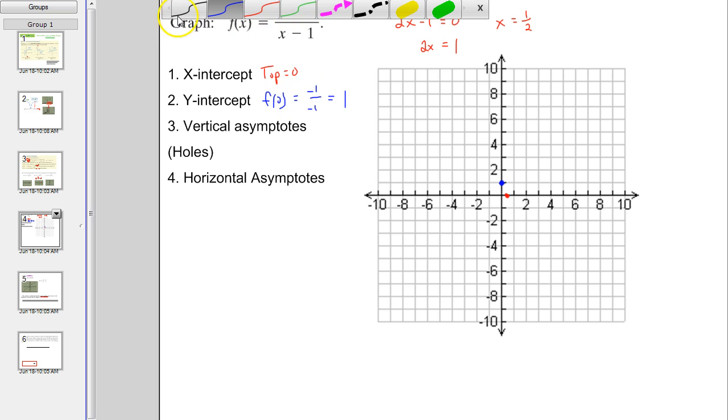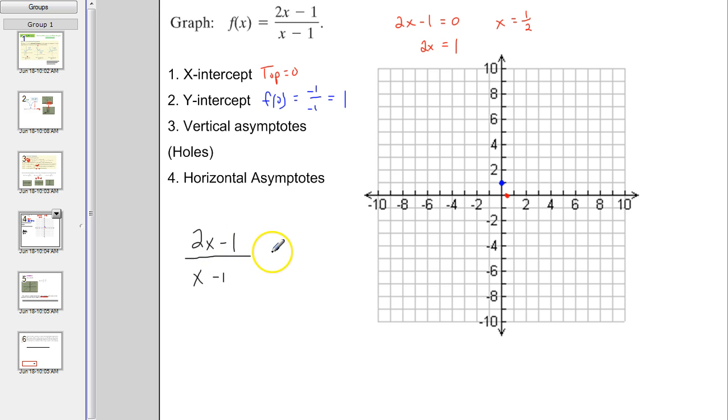Vertical asymptote, I'll switch to black to do that. You try to factor 2x minus 1 and x minus 1. I would try to factor this, but it won't factor. So you take the denominator as it is and set it equal to 0. You try to factor and reduce, but since it won't factor and it won't reduce to begin with, it won't reduce now. So x equals 1 is a vertical asymptote. So there's my vertical asymptote. I'm going to dash it.